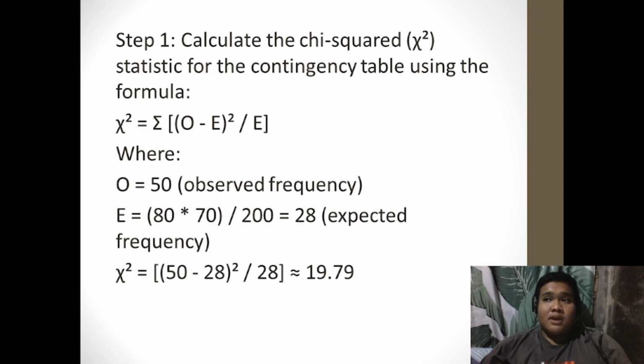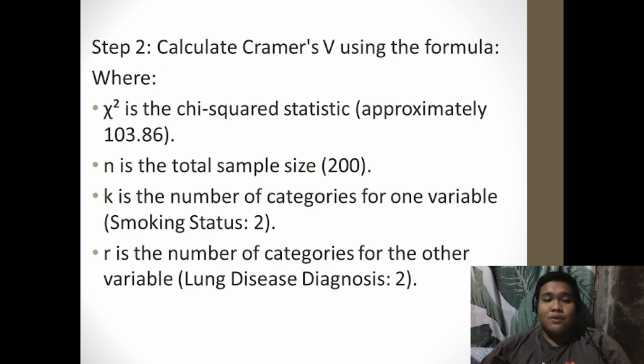So this is our step for solving the Cramer's V formula. Before you can solve the real formula of Cramer's V, you first solve the chi-squared. That is always the rule on how to solve the Cramer's V correlation. Step 2: calculate the Cramer's V using the formula. Since you have the chi-squared, you can calculate the Cramer's V correlation.